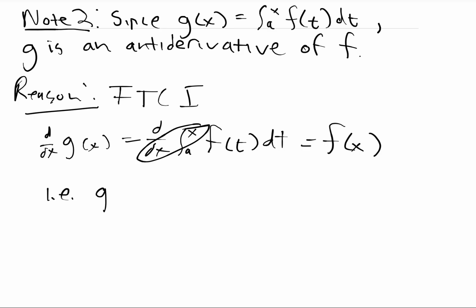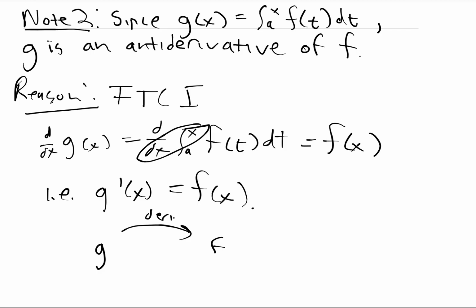So in other words, I'm saying g prime of x is equal to f of x. Or, to go from g to f you derive, this means that to go from f to g you get to anti-derive. So g very definitely is an antiderivative of f. Now, great. We pair notes 1 and 2. We know that we should be able to take a difference of g of b and g of a to get my definite integral back, but which antiderivative of f is this? How do I know which one to use?